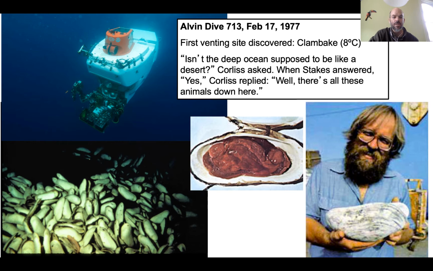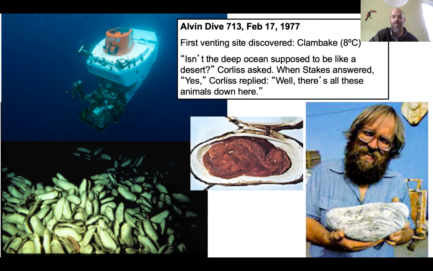And when they first came across these big clumps of animals, there's this famous conversation between the scientists inside the submarine, where the geologist, Corliss, says, "Isn't the deep ocean supposed to be like a desert?" And when the biologist answered yes, Corliss replied, "Well, there's all these animals down here." So this was the first discovery of big clumps of animals near or on the seafloor in general. And it turned out it was because they were near hydrothermal vents.